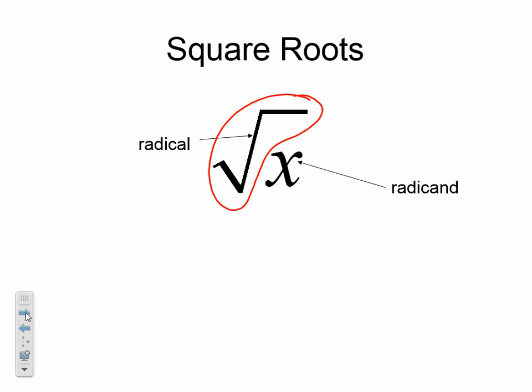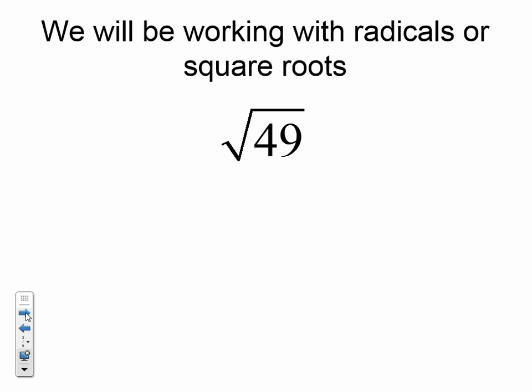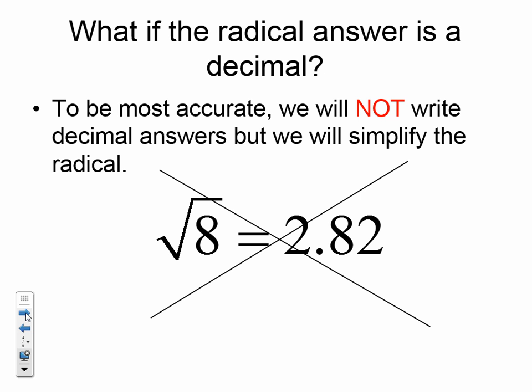The number underneath, or variable in this case underneath, that's called the radicand. So we'll be dealing with those numbers today as we go about simplifying square roots. So we're going to be working with radicals or square roots that look like this. So the square root of 49, the square root of 64, and even the square root of things like 20 or 12. What if the radical answer is a decimal?